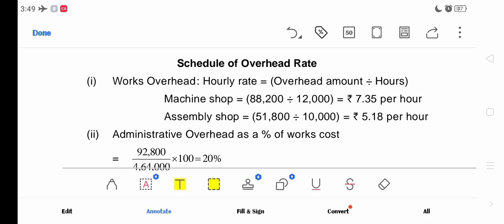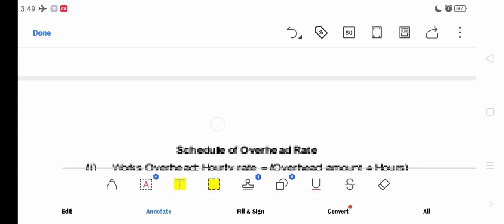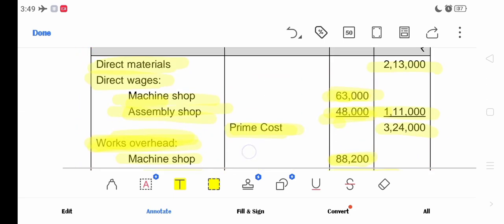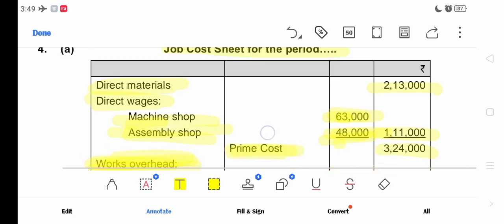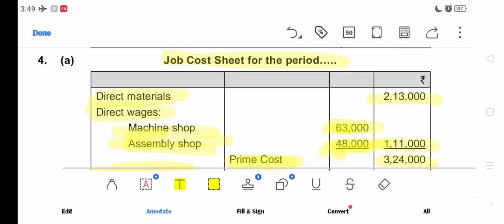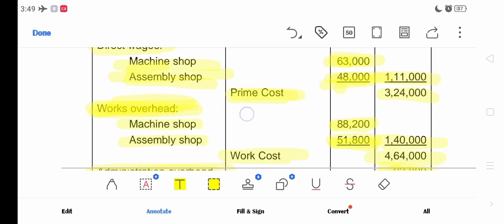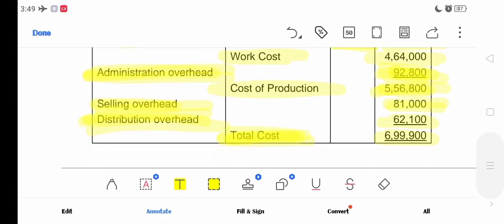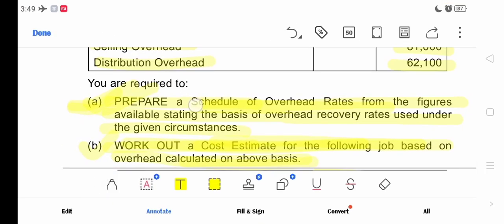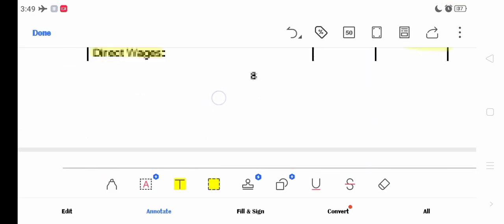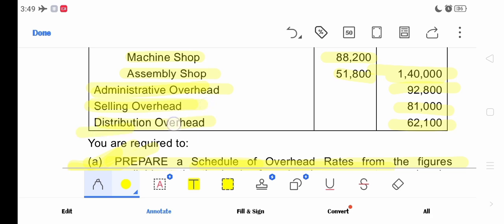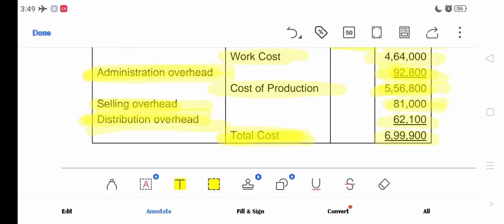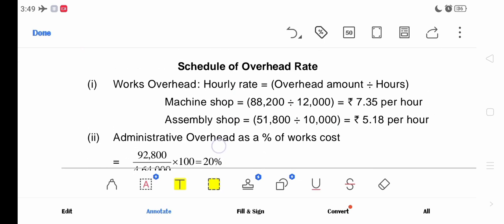So now that we have prepared a cost sheet, don't think too much, guys. This is the table that we have just now prepared, directly from the question only. We have just put it in a structure. Direct materials, wages, overhead, administrative, selling, distribution, this is all given in the question, or not? Everything is given in the question only. We just have put it in a proper structure by using a cost sheet.